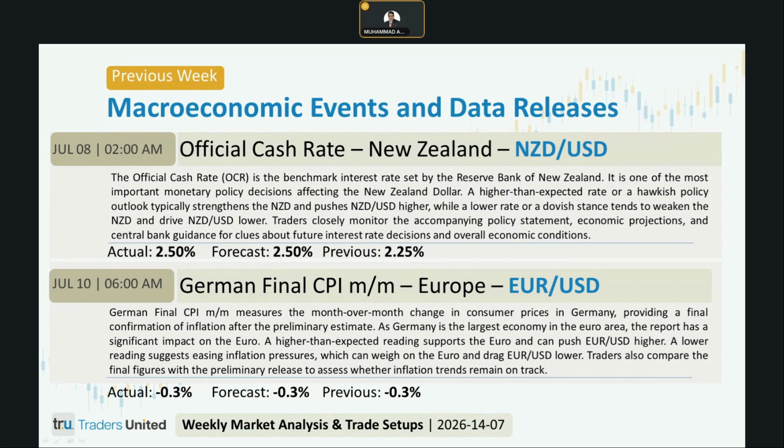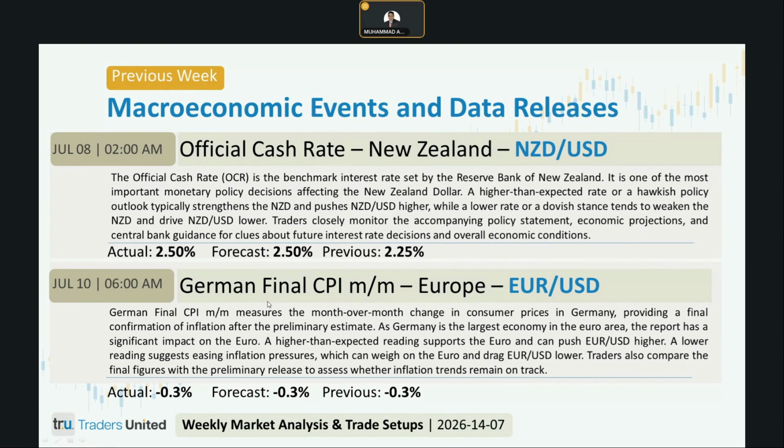The Reserve Bank of New Zealand raised the official cash rate to 2.5%, matching market expectations. Despite the expected decision, NZD USD moved higher as the Reserve Bank of New Zealand's supportive policy outlook, broader US dollar weakness, and positive market sentiment created a bullish short-term environment for the currency pair.